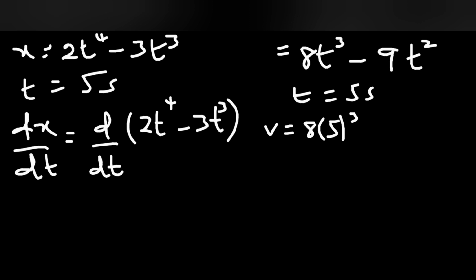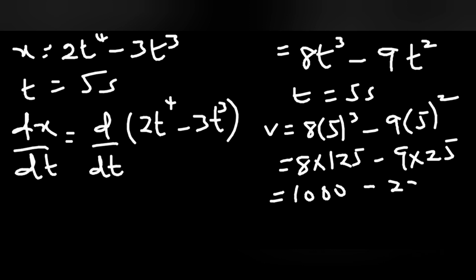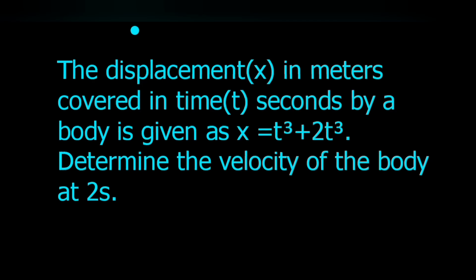5 raised to the power 3 minus 9 times 5 raised to the power 2. So that we have 8 multiplied by 125 minus 9 times 25. This gives us 1000 minus 225. And of course, we shall get 775 meters per second. That means the velocity of the particle after 5 seconds is 775 meters per second.